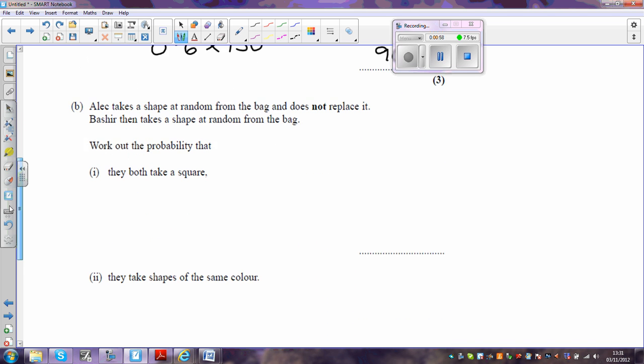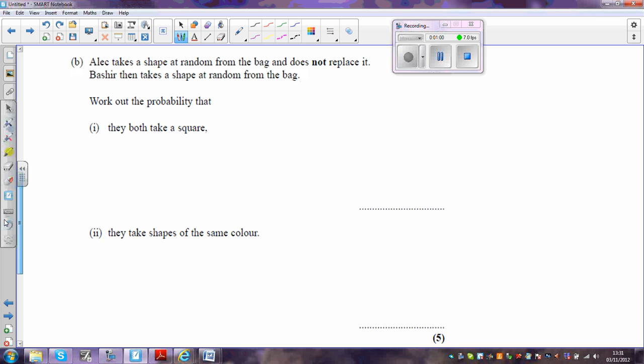Okay, right. We now have 2 people, Alec and Bashir. I'm going to call them A and B. So Alec I'm going to call A, Bashir I'm going to call B. First of all, Alec takes the shape. Very important, he does not replace it. So once he has taken a shape, there will only be 4 shapes left. That's very important. First of all, we're looking at the probability that both take a square.